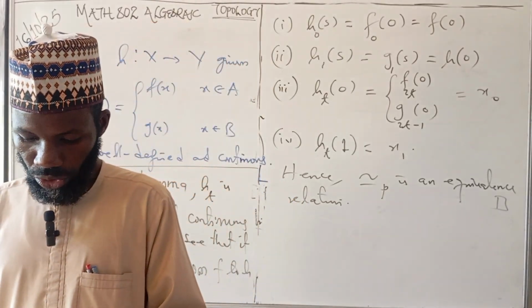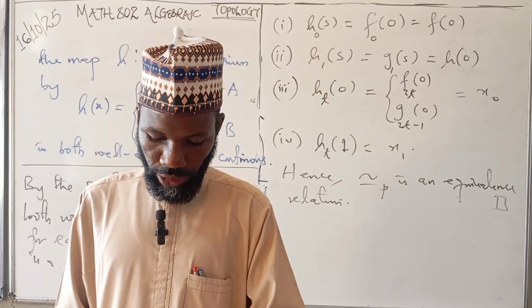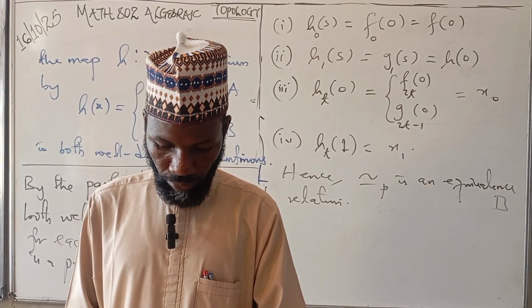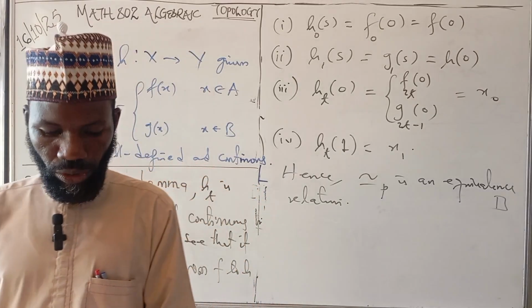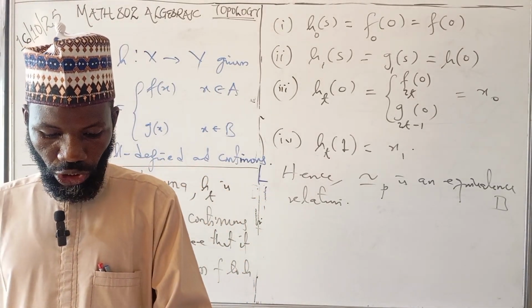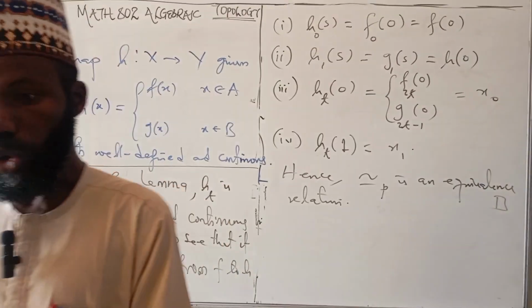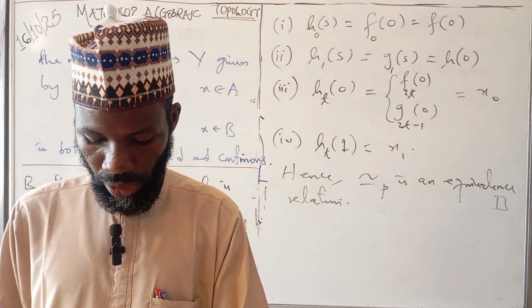So we are going to start that discussion in the next class. I think this is a good point to stop, so that in the next class we start talking about the operation of concatenation on paths, and then we proceed into talking about loops and defining group structure on these loops.